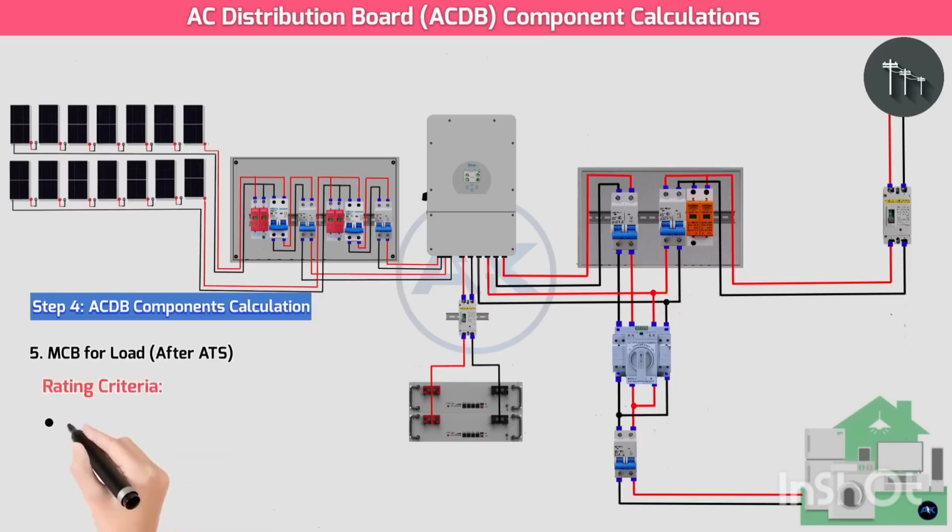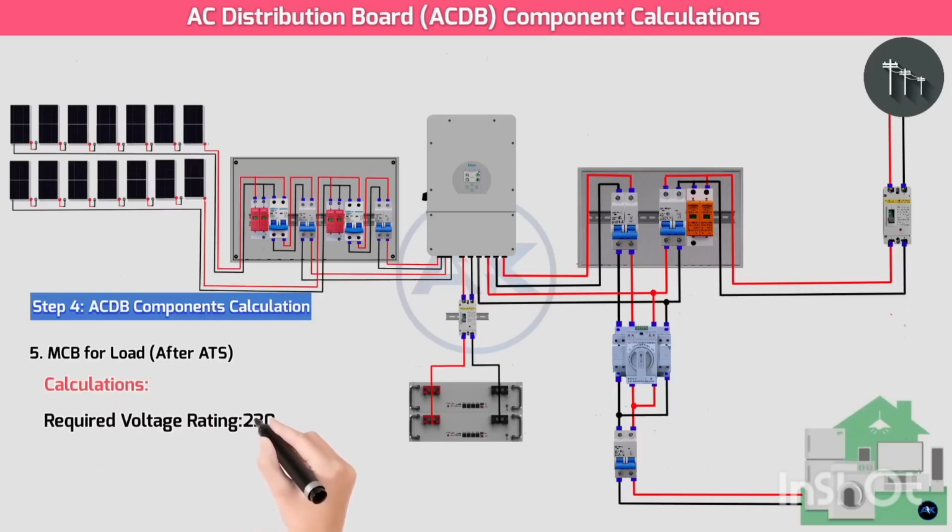Rating criteria. Voltage rating must match the system voltage, 230 volts. Current rating should be based on the maximum current that the inverter can supply to the loads. This is essentially the same as the AC MCB for the inverter output calculated earlier. Calculations. Required voltage rating: 230 volts. Selection: a 230 volt or 240 volt AC MCB.